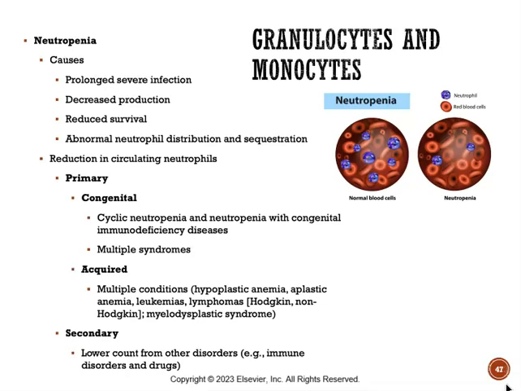So that primary neutropenia could be congenital, which is seen in conditions like cyclic neutropenia and immunodeficiency syndromes, whereas acquired neutropenia is linked to diseases like aplastic anemia that we've talked about, leukemia, lymphoma, and myelodysplastic syndromes. Our secondary neutropenia often stems from immune disorders or certain medications such as chemotherapy or immunosuppressants.